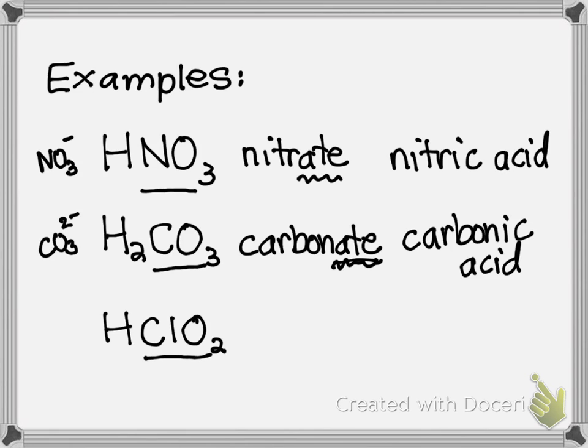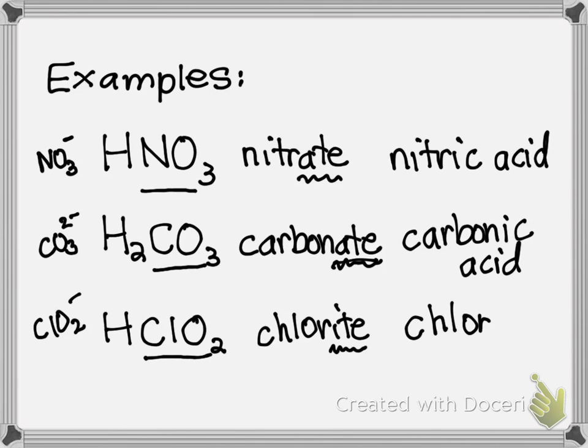This guy right here is ClO2 negative. It's chlorite. So ite goes to ous. It's weird, and it's chlorous acid. And again, there's only one hydrogen because chlorite is a -1.